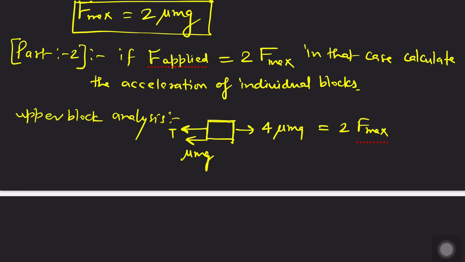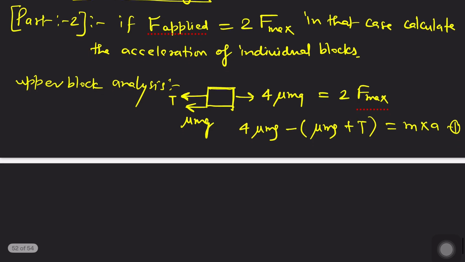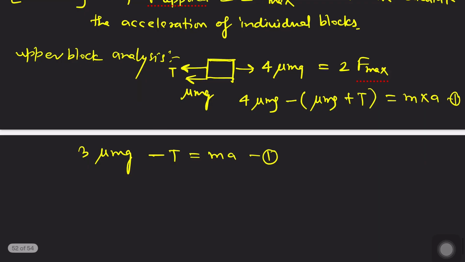So we can say this block is going to move in the forward direction. So we can write 4 mu mg minus mu mg minus tension is equal to small m into acceleration, equation number 1. So what we got: 3 mu mg minus T is equal to mass into acceleration, equation number 1. Now this is small m, of course.